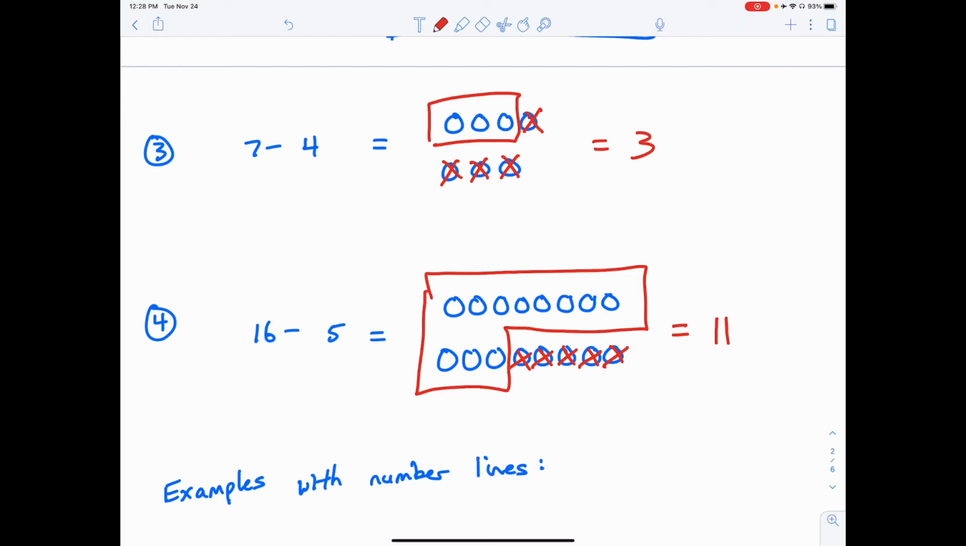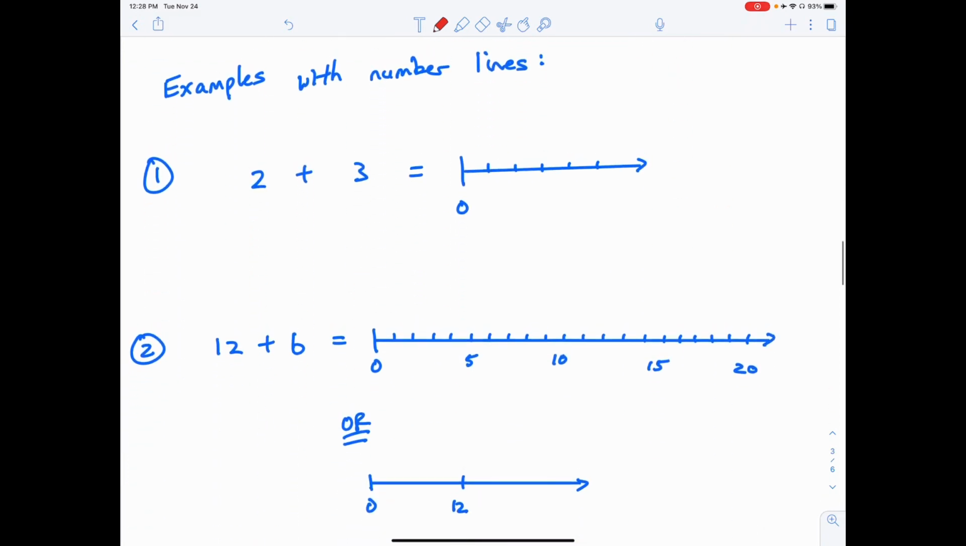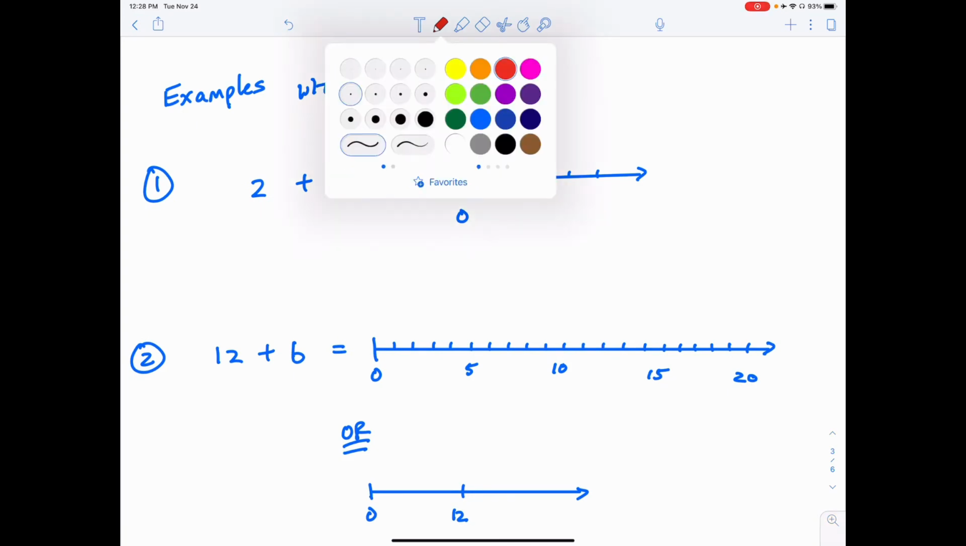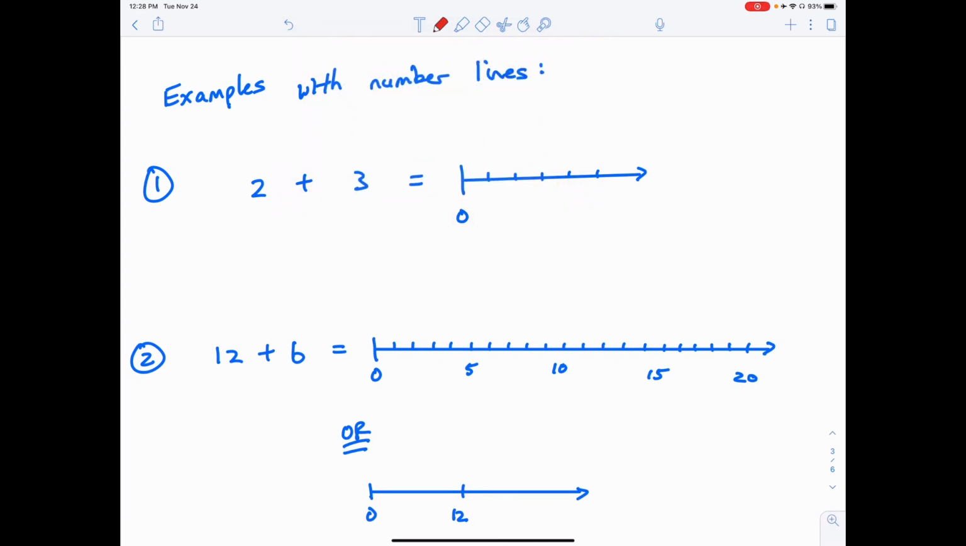Now let's talk about number lines. Same questions, but this time we're going to be using a number line to show it. The reason why we like number lines is because we're going to be using them for future concepts. So building on top of this right now would be great.